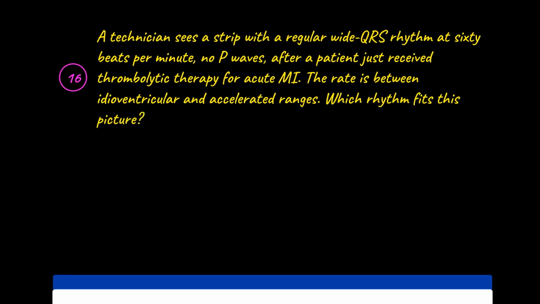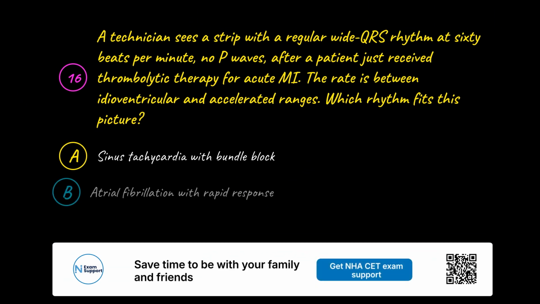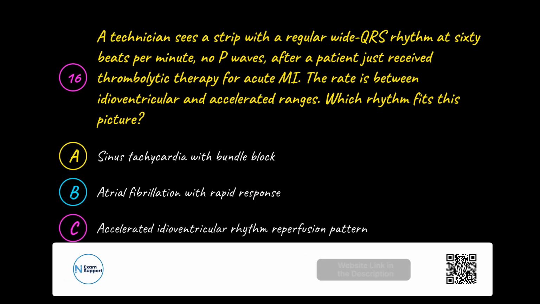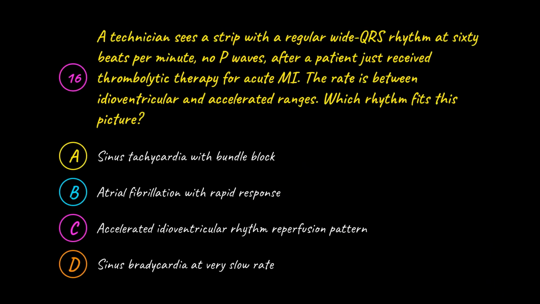Your options are A. Sinus tachycardia with bundle block. B. Atrial fibrillation with rapid response. C. Accelerated idioventricular rhythm reperfusion pattern. D. Sinus bradycardia at very slow rate. Got a guess? Lock it in.